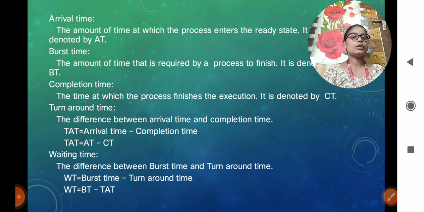It means the amount of time the process uses the CPU resources is called the burst time. And the completion time, the time at which the process finishes the execution, is called the completion time, and it is denoted by CT. The turnaround time is the difference between completion time and arrival time. And waiting time, the difference between the turnaround time and burst time, is called the waiting time.